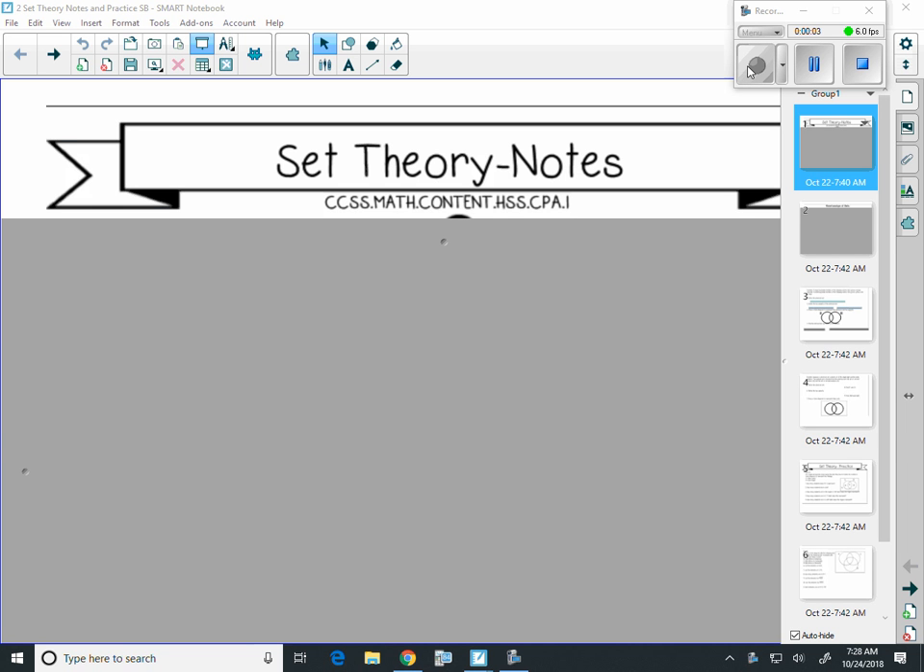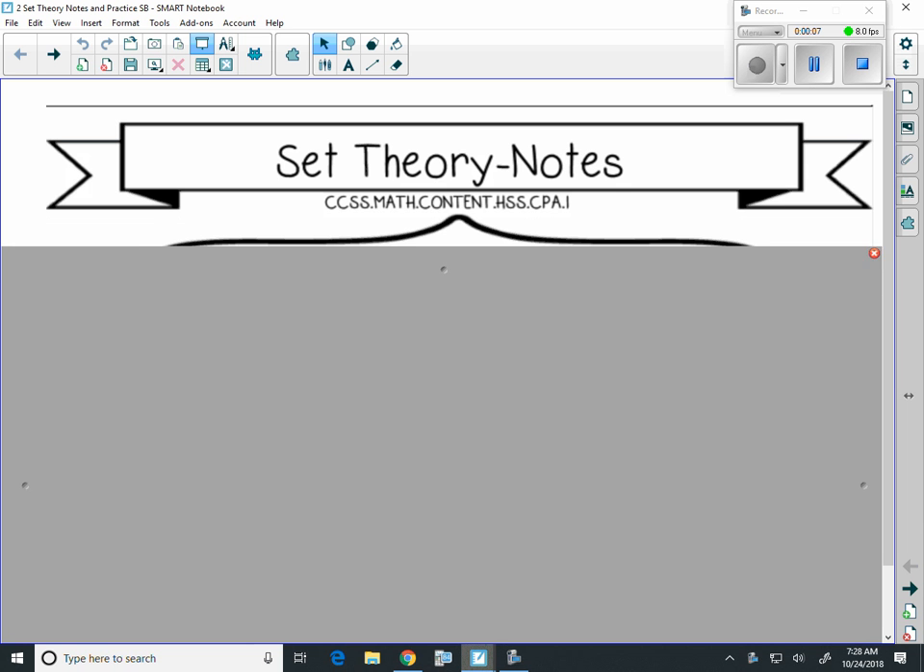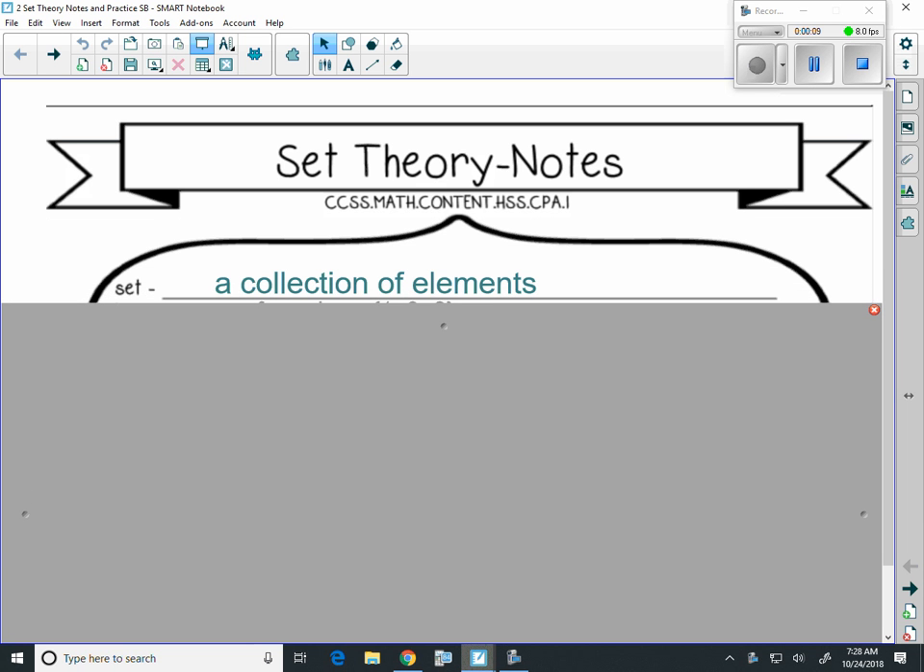Right, so set theory, okay? Lots of vocab here. So I'm just going to start you off with what is a set, okay? A set is a collection of elements, which are typically numbers. Okay, our elements are typically numbers.